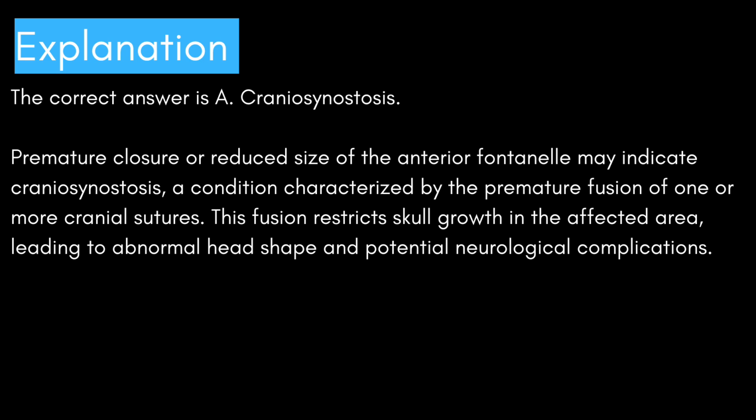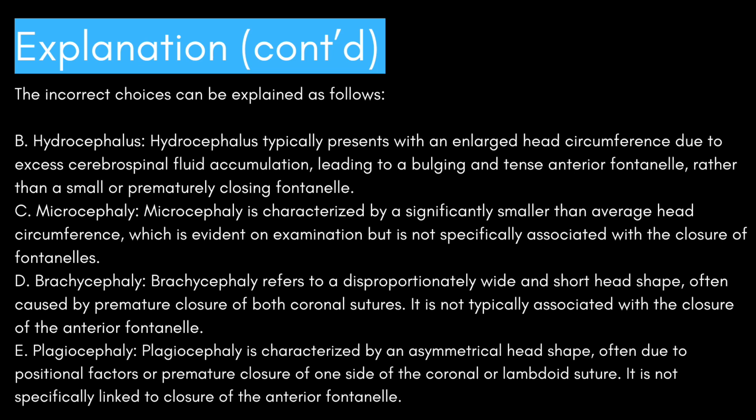All right, let's go ahead and see why the other answer choices are incorrect. The incorrect choices can be explained as follows. B, hydrocephalus. Hydrocephalus typically presents with an enlarged head circumference due to excess cerebrospinal fluid accumulation, leading to a bulging and tense anterior fontanelle rather than a small or prematurely closing fontanelle.